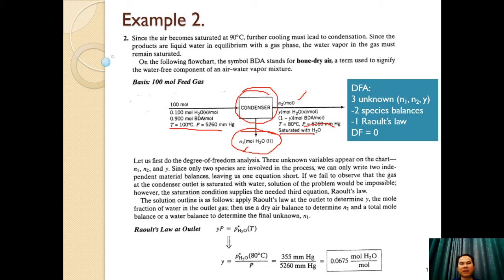If we analyze the degrees of freedom, we have three unknowns: N1, N2, and Y. We have only two species, water and air, and also one Raoult's law equation. So 3 minus 2 minus 1, you get 0 degrees of freedom. You can use the material balance for that case. The first step, you have to use the information from Raoult's law.